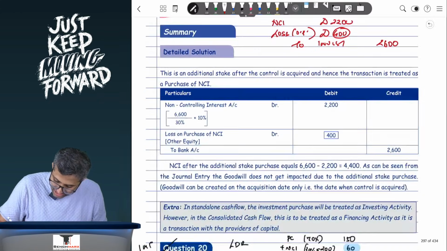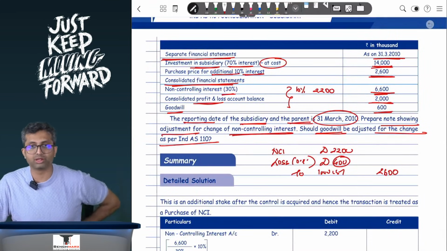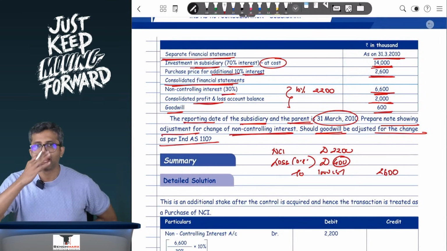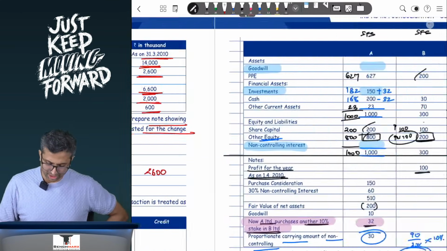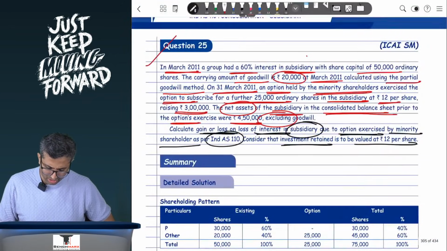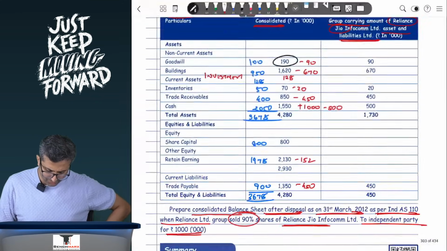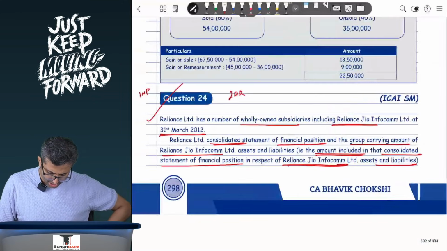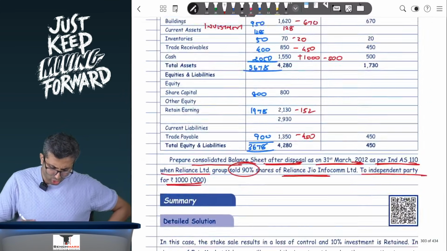So this is a case where you look at transactions where you are doing a stake purchase after control is acquired. There's another problem we can discuss regarding this. This is on stake sale, for example, after control. So if you look at question number, I believe 24, Reliance has a number of wholly owned subsidiaries, Jio Infocomm being one of them. The consolidated position of that is given to you. So you have been given all of this data.